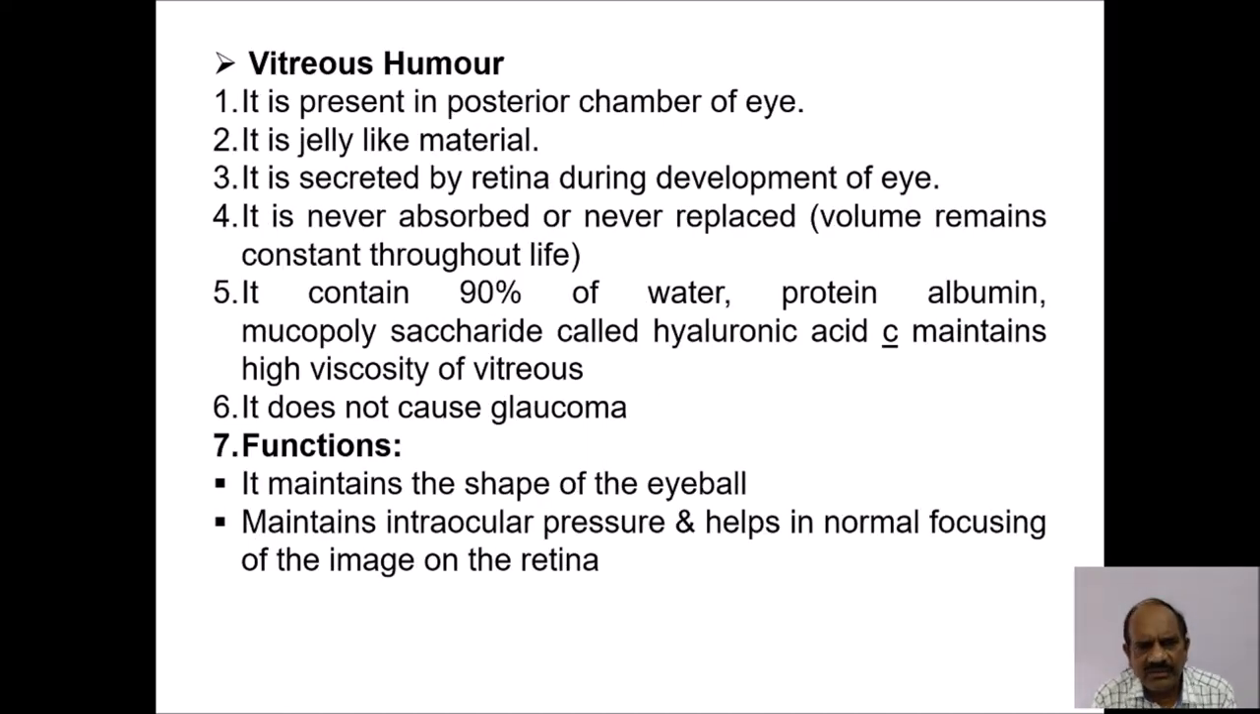Coming to the vitreous humor, as I already told you, it is present in the posterior segment, or the posterior cavity, of the eye. Its nature is a jelly-like material. It is secreted by the retina during development of the eye. A very important characteristic, compared to the aqueous humor, is that it is never absorbed or replaced. This means the volume remains constant throughout life.